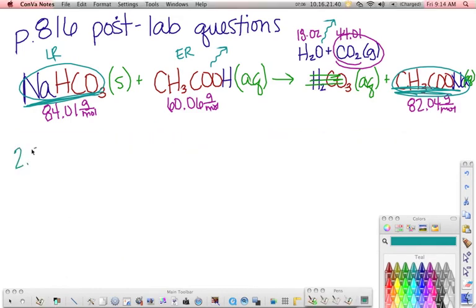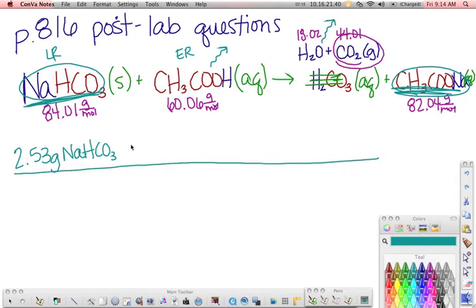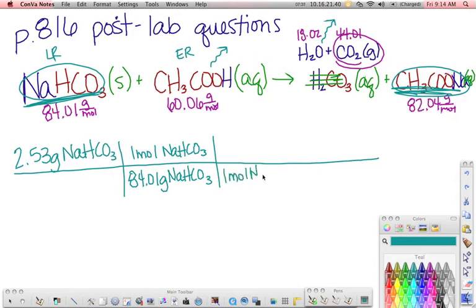So I'm going to take that 2.53 grams of NaHCO3 and I'm going to convert it to grams of sodium acetate. So use my molar mass to get to moles. And then use my mole ratio to get from moles of NaHCO3 to moles of sodium acetate, and it's a 1-to-1 ratio. And again, I'm just abbreviating sodium acetate with this. And then molar mass to get to grams.